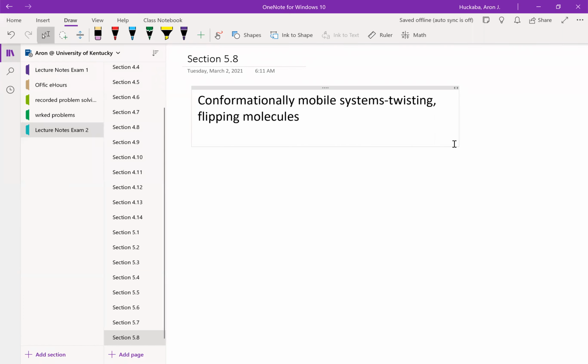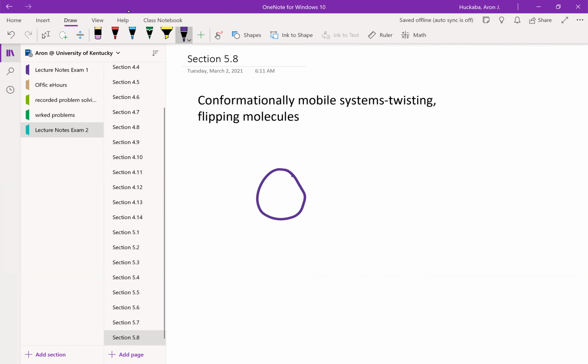Hi, and welcome to section 5.8, where we're going to talk about what are called conformationally mobile systems of molecules and how that relates to chirality. Conformationally mobile means that the molecules are constantly flipping and twisting and moving around in solution. And so, it's up to us as chemists to think about whether a moving, flipping molecule is achiral or chiral.